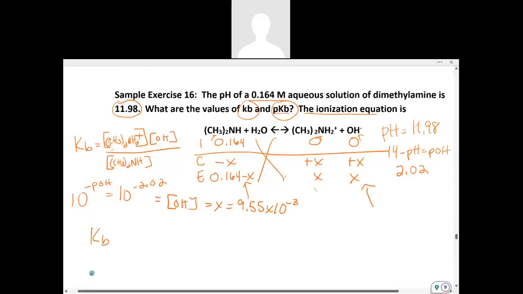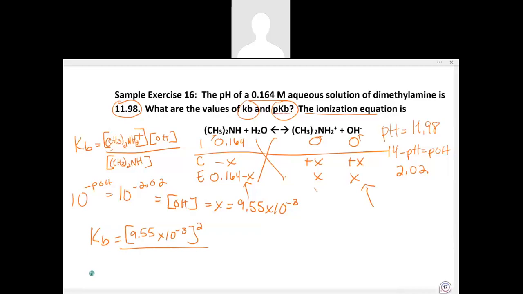So let's plug in some of these values. On top, we're going to have our two products, so we're going to have 9.55 times 10 to the negative 3, and we're going to square that because we have x squared for our products. Then down here, we're going to plug in 0.164 minus 9.55 times 10 to the negative 3. So we'll solve for this, and we will get our Kb is equal to approximately 5.9 times 10 to the negative 4.